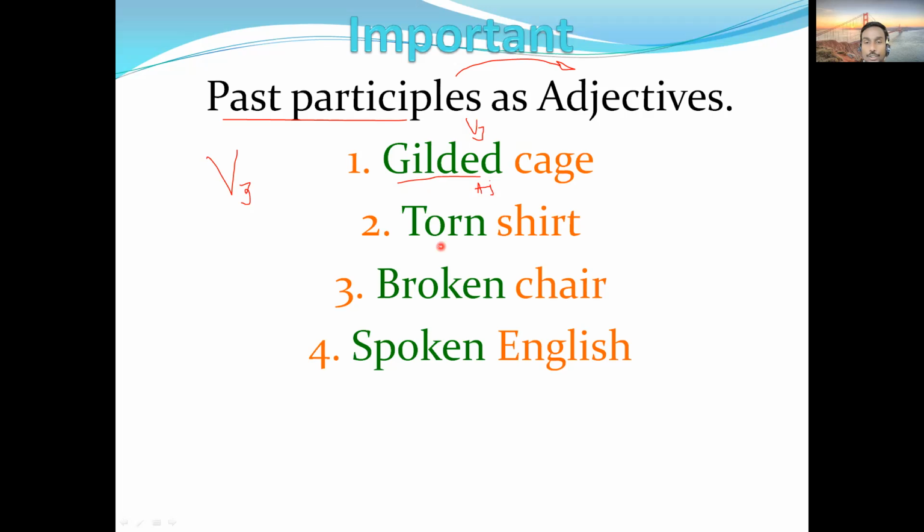So gilded cage. Torn shirt. Tear is V1, and torn is V3. Here it is used as an adjective. It is describing the noun shirt. Broken chair. Break, broke, broken. Broken is the V3 past participle. Here it is used as an adjective. It is describing the noun chair.